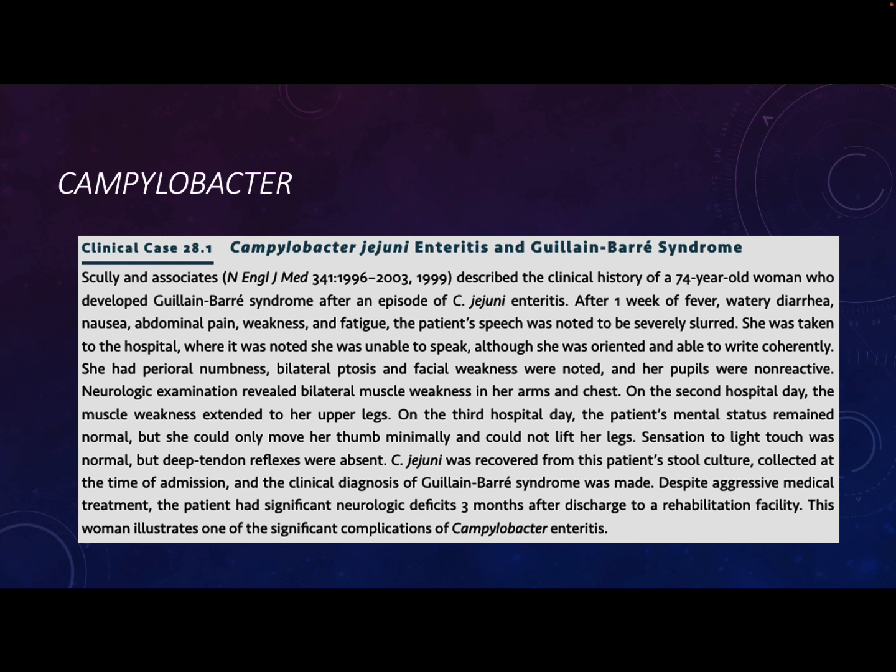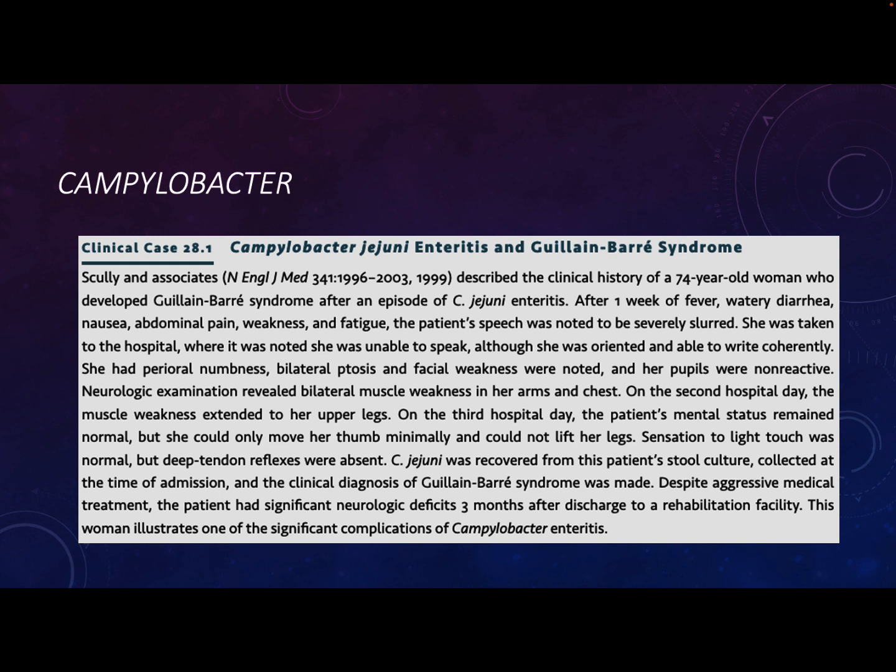They weren't thinking stroke at this point. She had some numbness around her mouth, bilateral ptosis, like the eyelids were drooping. She couldn't open her eyes all the way. That's what ptosis is, so it was in both eyes. And facial weakness, and her pupils were non-reactive. Normally, you shine light in somebody's eye, the pupils will close up, and then you take the light away, the pupils will open up again.